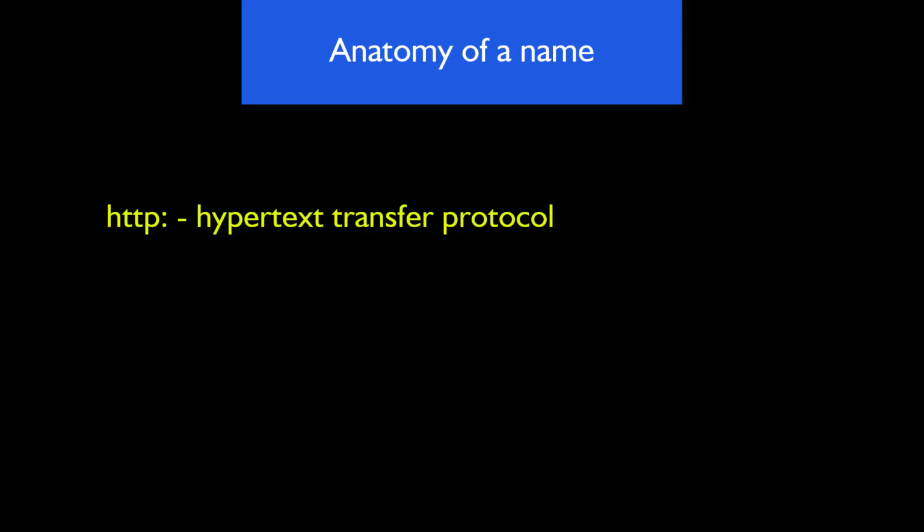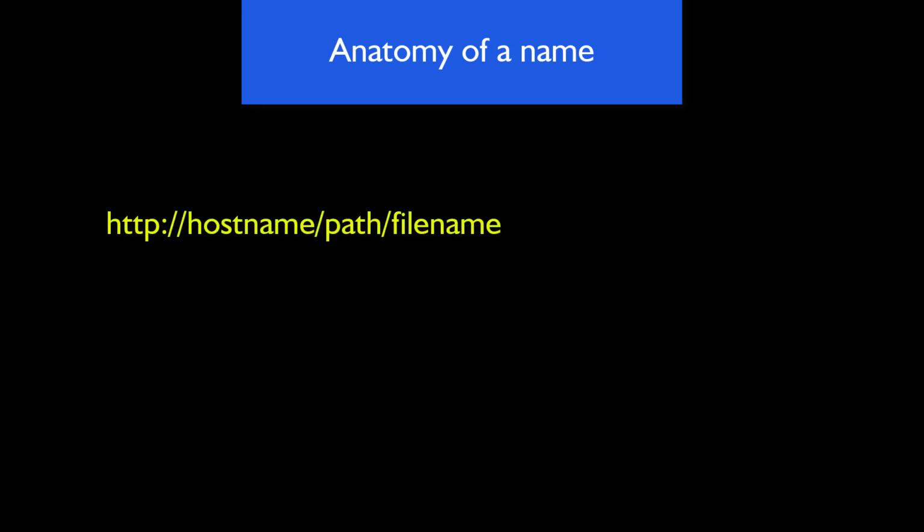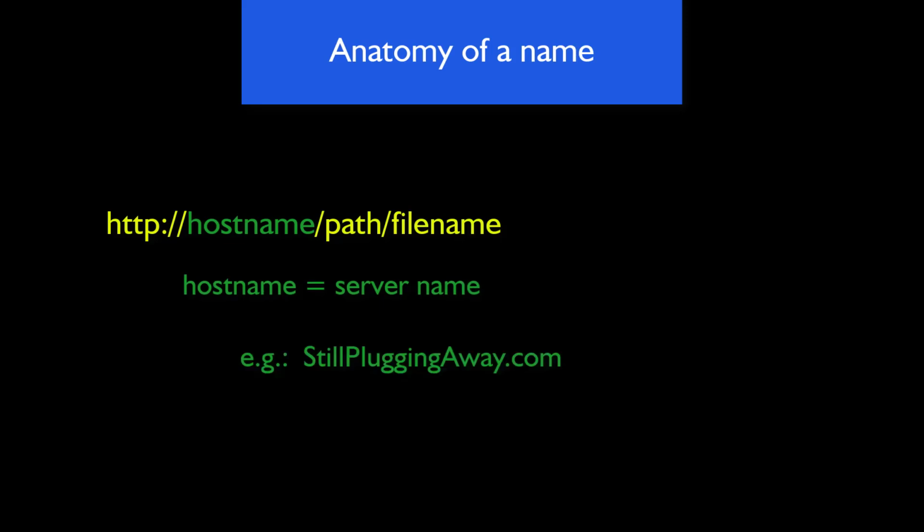To tell your browser you want to use HTTP to retrieve a resource, you code the commonly used format of http://hostname/path/filename, which says to use HTTP to fetch the file specified in the path specified on the host specified. Hostname is a name given to your server, for example, stillpluggingaway.com. This is also called your domain name.